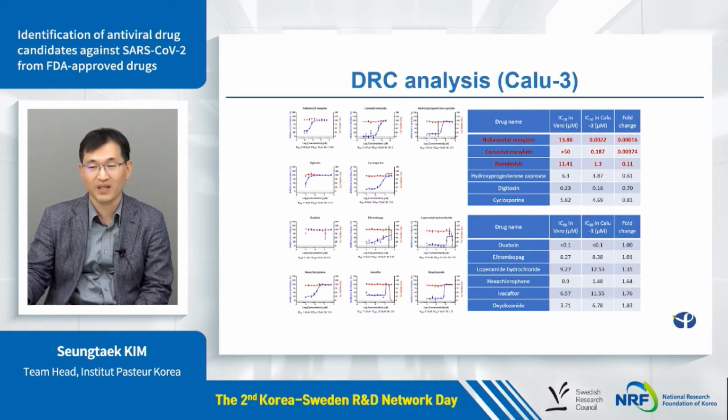Here, we need to pay attention to two other drugs. These are nafamostat and camostat. Look at these numbers, 0.0022 micromolar and 0.187 micromolar. In Calu-3 cells, their IC50 values decreased tremendously, which means these drugs can be very potent antiviral drugs in SARS-coronavirus 2 infected human lungs.